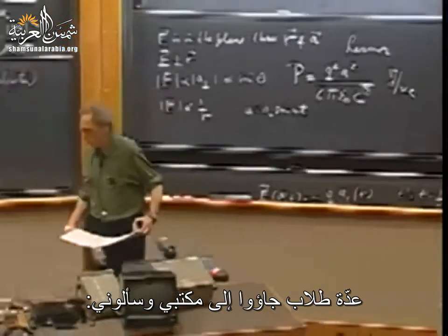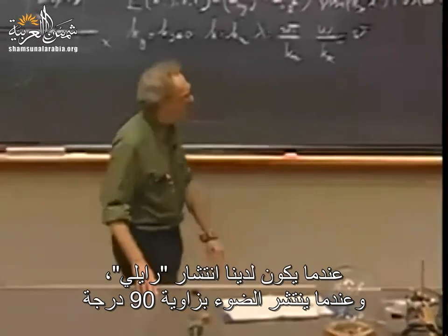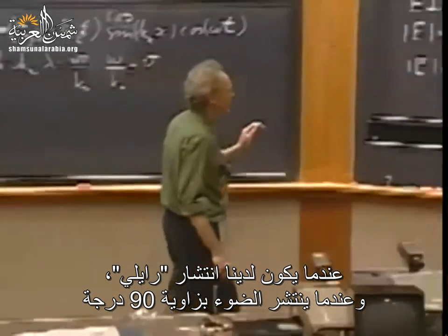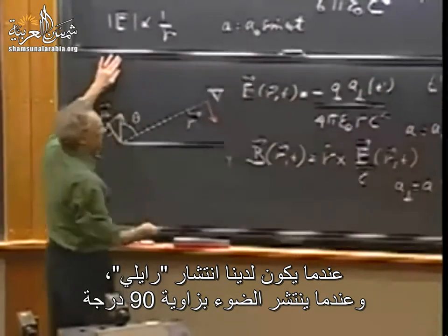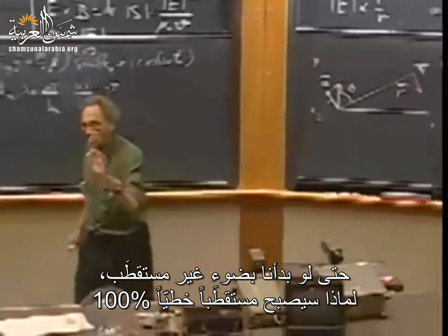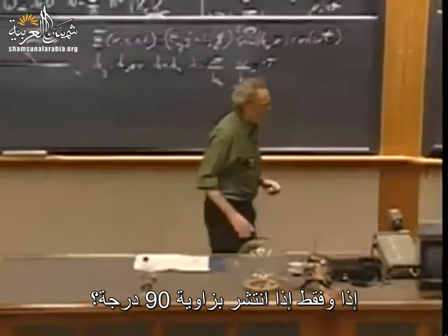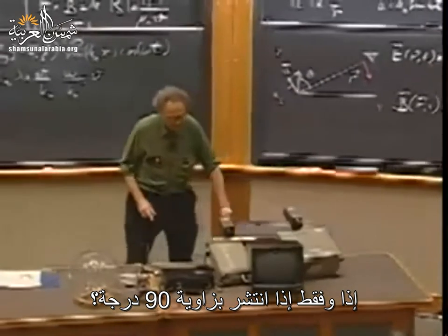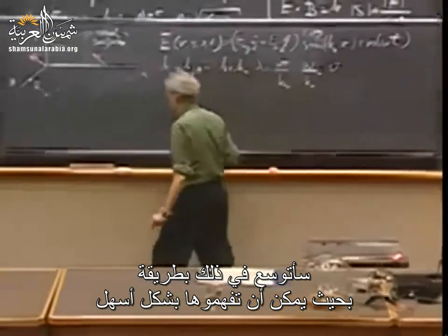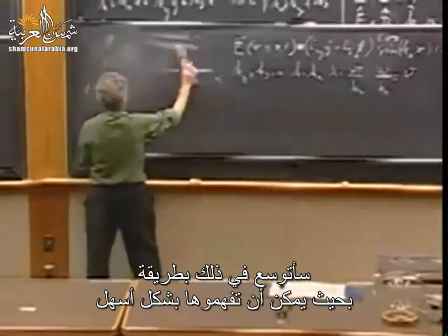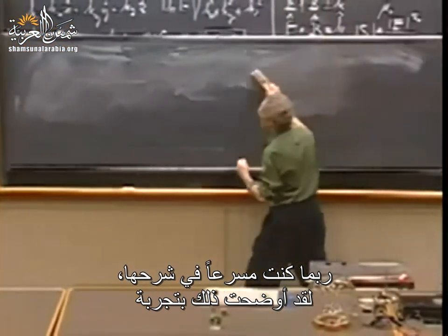Several students have come to my office and asked me, apparently I wasn't clear enough, why is it that when you have Rayleigh scattering and the light scatters at 90 degree angles, even if you start with unpolarized light, it is 100% linearly polarized if and only if it scatters over 90 degrees? And so that is indeed an important point. So I will expand on that in a way that is perhaps easier for you to digest. Maybe I went over too fast when I covered that in class.